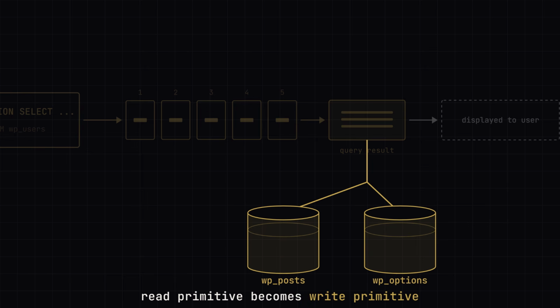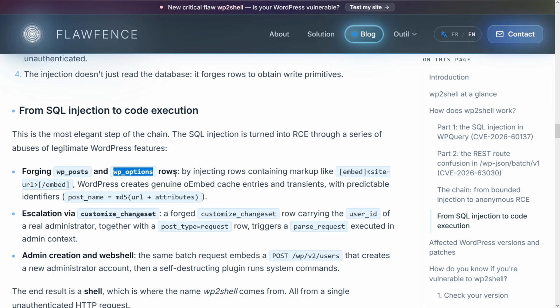Like caching, transients, etc. So if you can control what a query returns, you can effectively control what gets written in those tables. That's the write primitive. So WordPress has a built-in feature. If a post contains these, this is a markup syntax, WordPress fetches metadata about that URL and caches the result as a transient, a temporary cached value stored in wp_options, and sometimes as a post name in wp_posts.